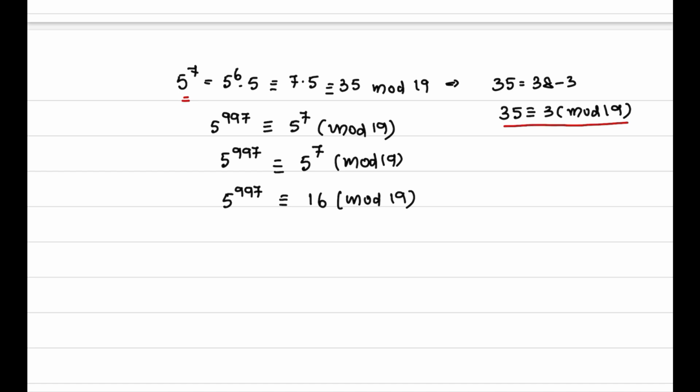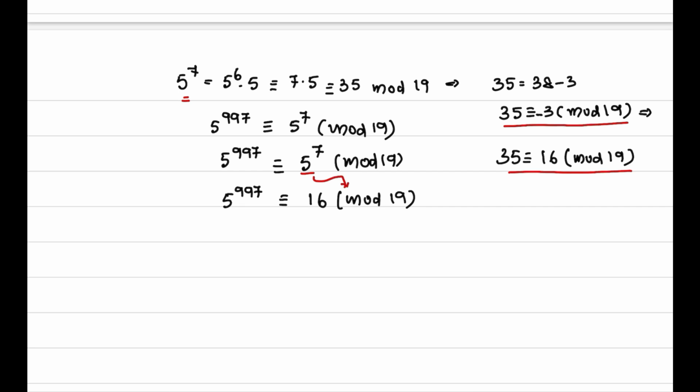This can be written as 35 equivalent to 16 mod 19. Do you agree? 35 minus 16 is 19, and 19 is divisible by 19. I use this 16 mod 19 for 5 to the power of 7. 5 to the power of 7 is replaced by 16 mod 19.